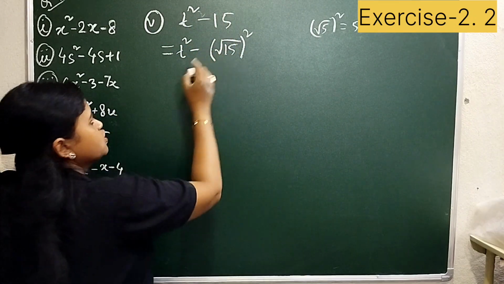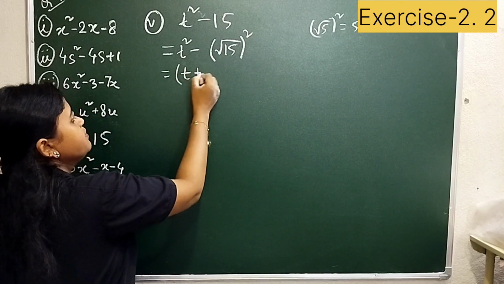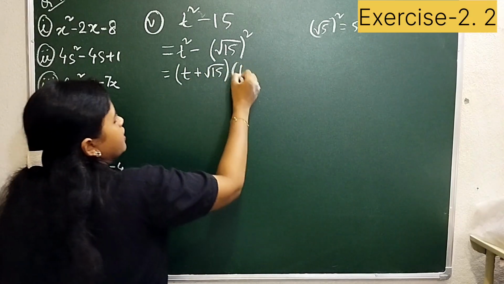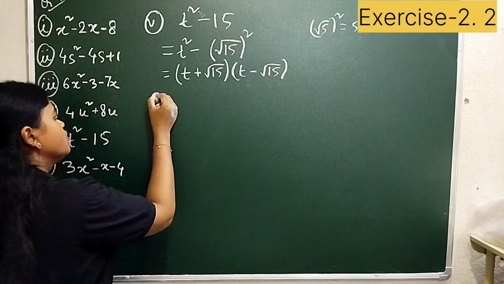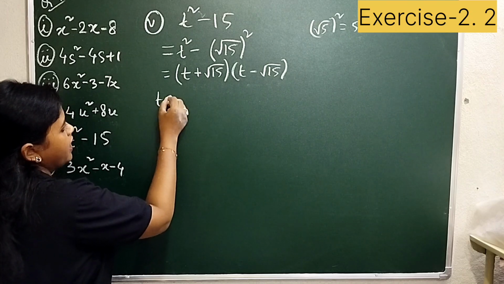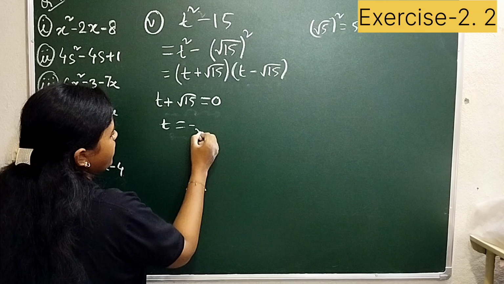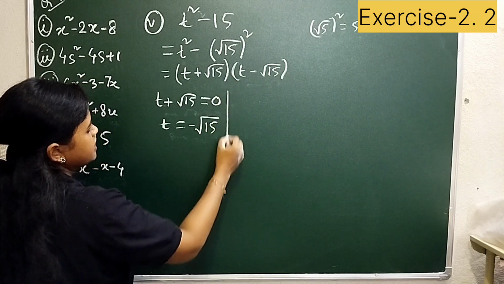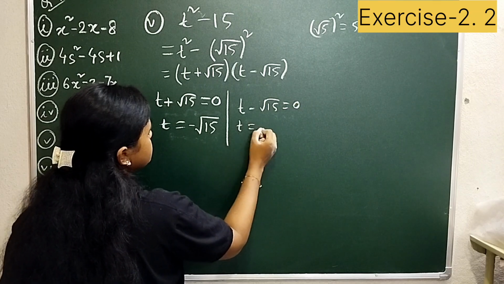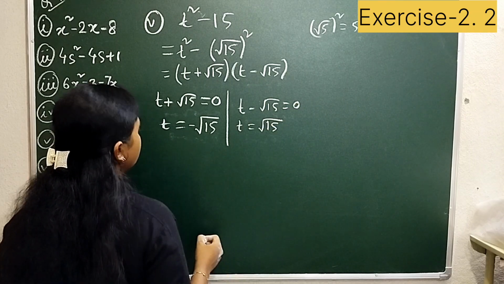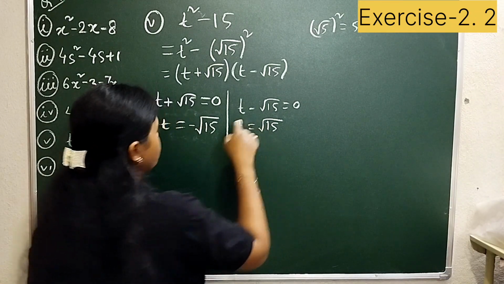Now it is the a square minus b square formula. If I apply a plus b into a minus b, here a is t and b is root over 15, so we get t plus root 15 into t minus root 15. Now to find the zeros of the polynomial, we write t plus root 15 equal to 0, so t equals minus root over 15. And t minus root 15 equal to 0, so t equals root over 15. So minus root 15 and plus root 15 are the zeros of this polynomial.